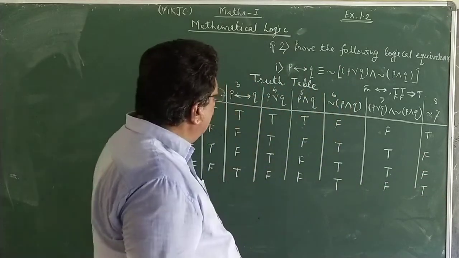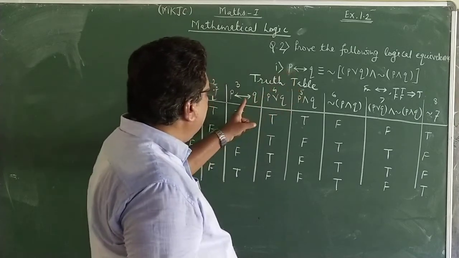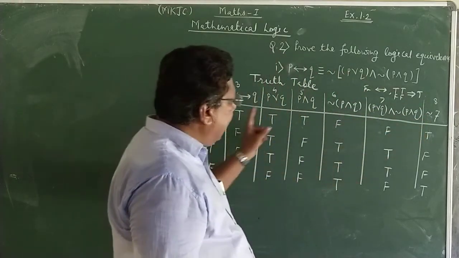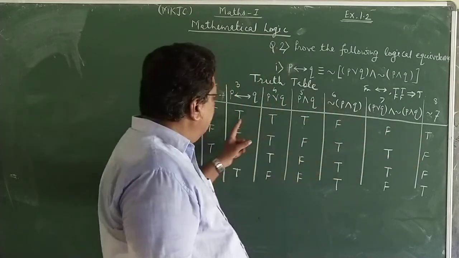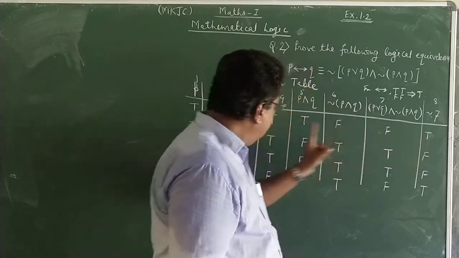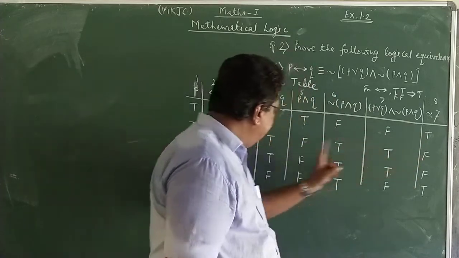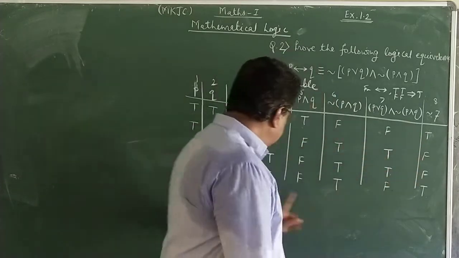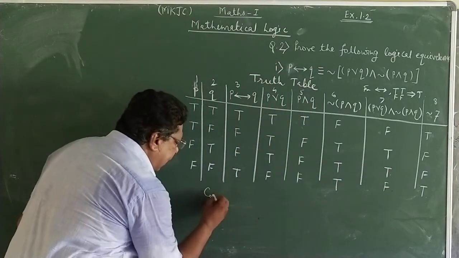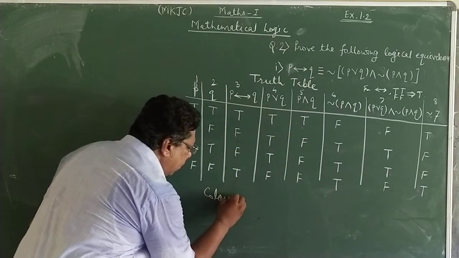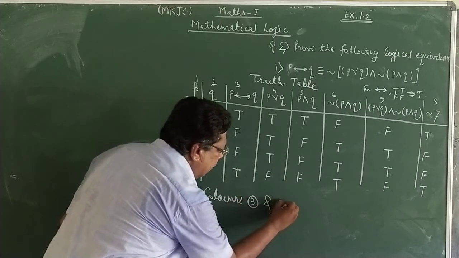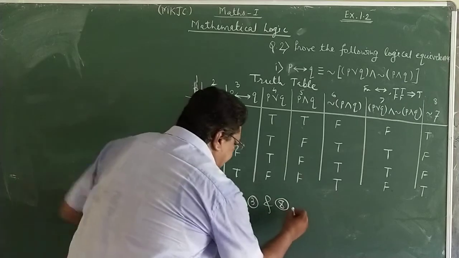Now observe LHS in column number 3 and RHS in column number 8. Now see, if they have identical truth values, then they are logically equivalent. T, T, F, F, F, F, T, T. Columns 3 and 8 are identical.